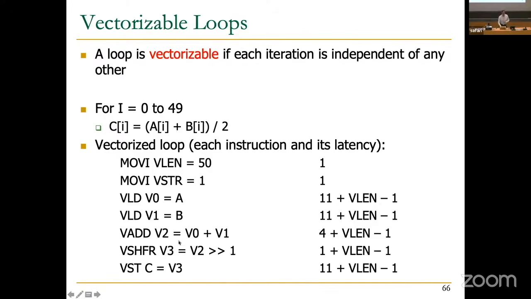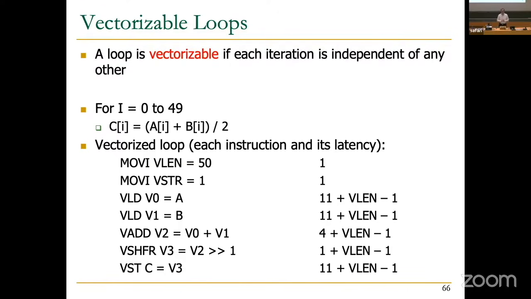Then next, you take the result that's in vector register 2 and shift each element by 1. This takes 1 plus 49 cycles, because the first shift finishes after 1 cycle, and then you get 49 other shift results in 49 consecutive cycles. And then the last one is a vector store, which takes the result of the shift in vector register 3 and places it in memory, starting from the address of C. This is very similar in terms of latency to the vector loads, because it takes 11 cycles to write the first element, and then 49 more cycles to write the consecutive elements.